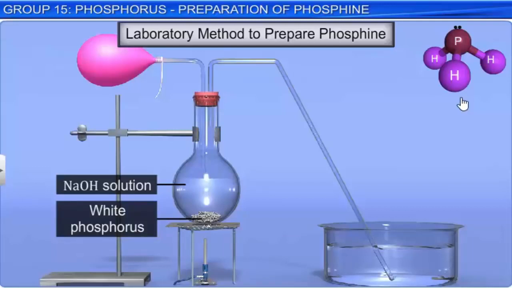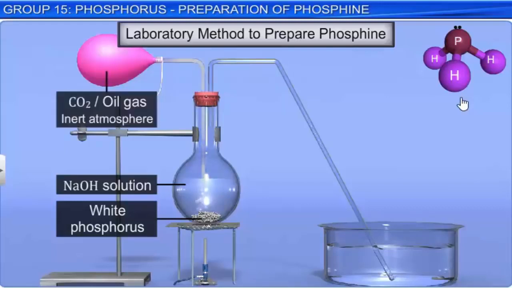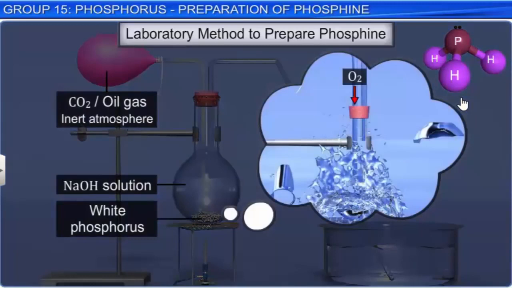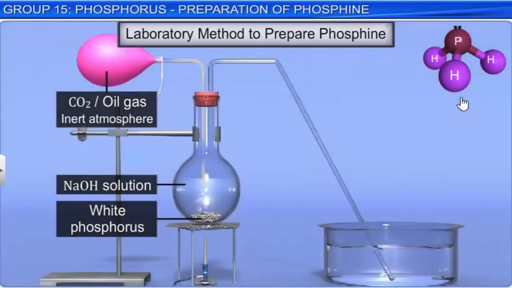The reaction is allowed to take place in an inert atmosphere of carbon dioxide or coal gas, because phosphorus would otherwise react with oxygen and lead to an explosion. The contents of the round-bottom flask are heated to produce phosphine gas. This gas is delivered into a trough of water.